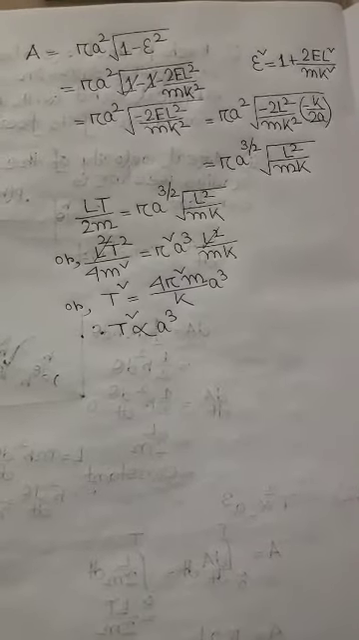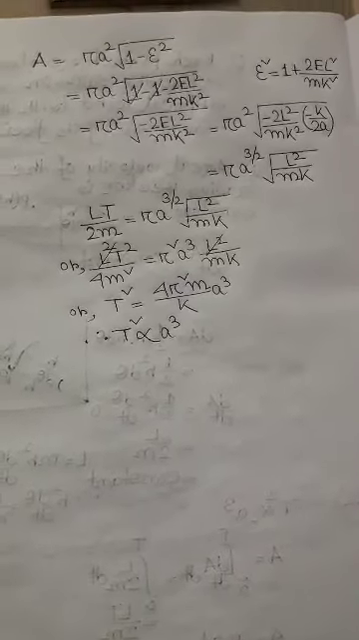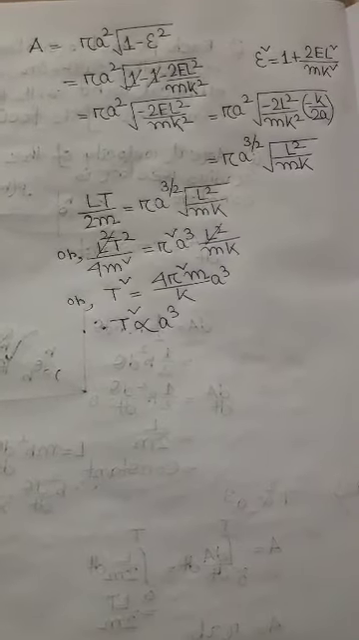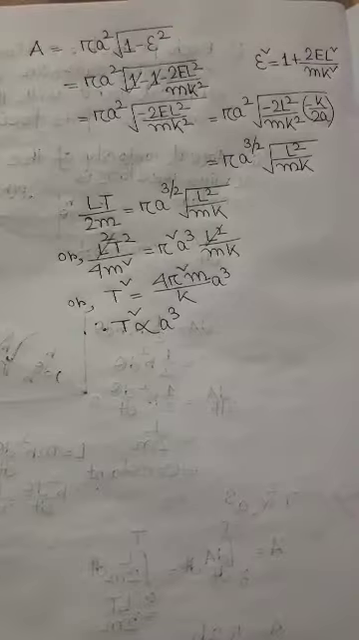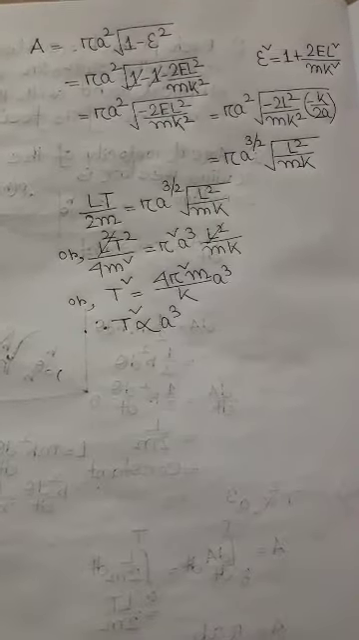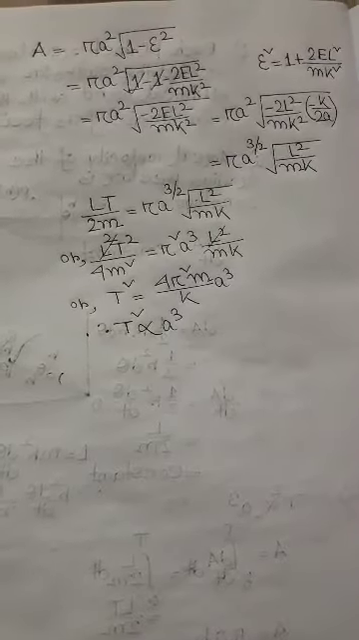In my next video I will discuss the conic section equation and also the expression of the total energy, that is, E equal to minus k by 2a. We will prove it in our next class.